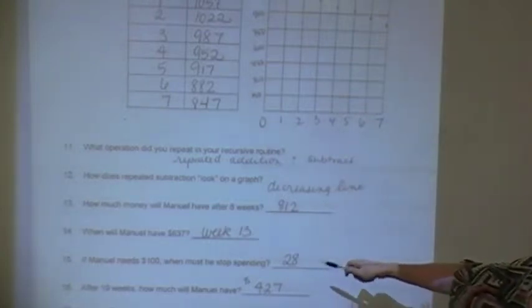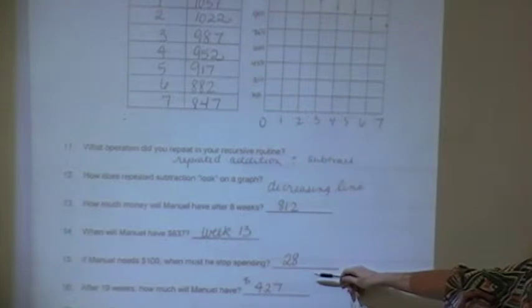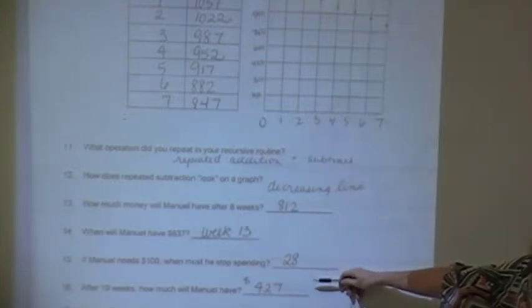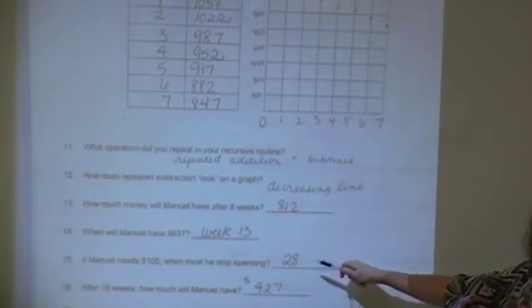Now, number 15 was kind of a weird question because it said, if Manuel needs $100, well, Manuel could just stop spending right now and he'd have $100. He has $1,092. But I went ahead and found out he has to stop spending at 28 weeks. Let's say if it goes below $100, the bank's going to start charging him. He would have to stop spending at 28 weeks, because at 29 weeks, he drops below. I think that's right. And then after 19 weeks, he had $427.